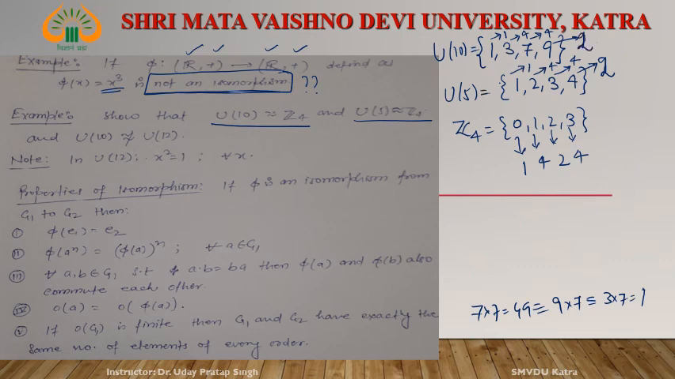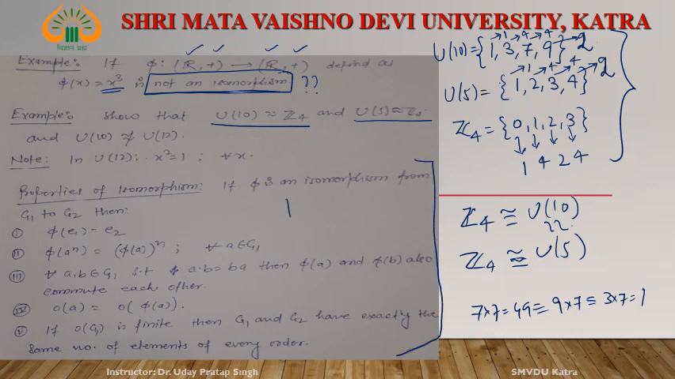Then see, in these three groups, Z4 is isomorphic to U10, and Z4 is also isomorphic to U5, right? And U10 is also isomorphic to U5, since the number of elements of order 1 is 1, the number of elements of order 4 is 2, and the number of elements of order 2 is 1, right? Therefore, they are isomorphic. Now, you have to prove the properties of isomorphism. This is homework for you.